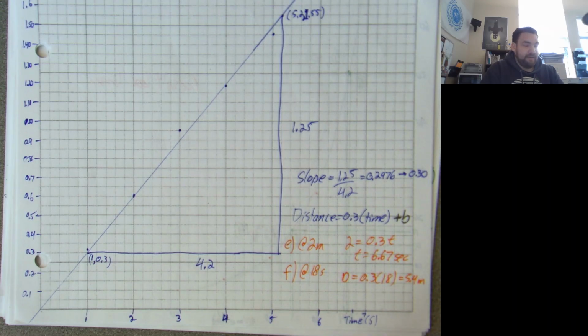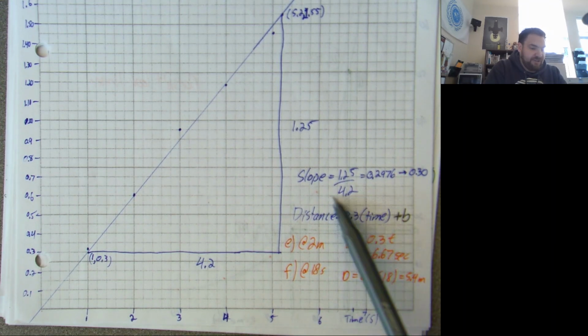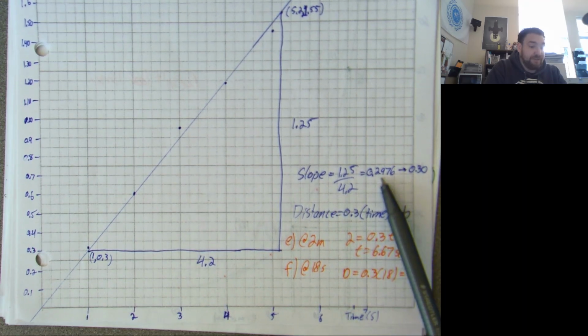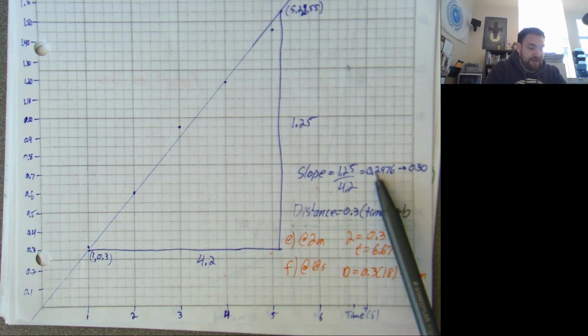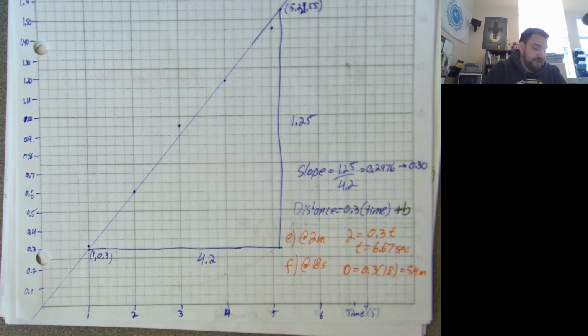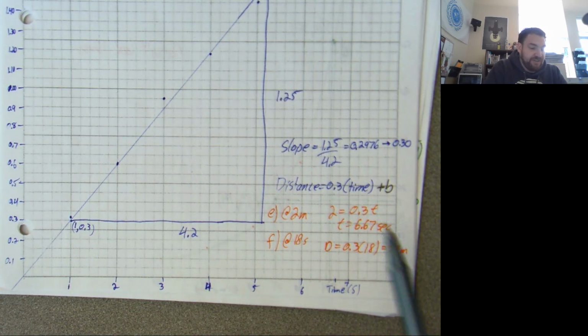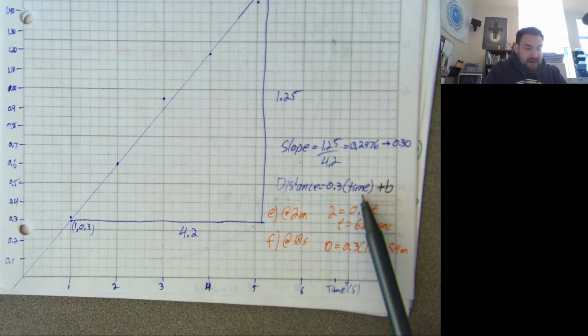Compare what you got with what I got. And this wasn't just a round to 0.3. If we use the rules for sig figs, there are 2 sig figs in this one, so this needed to be rounded to 2 sig figs. So that 7 is going to make that 9 a 10, which makes that a 3 and a 0. But yes, using sig fig rules, I round that to 0.3. Which gives me this equation, distance equals 0.3 time plus b.